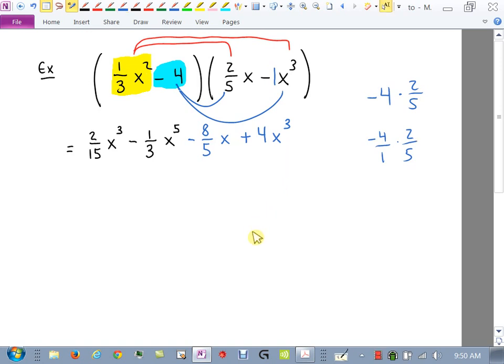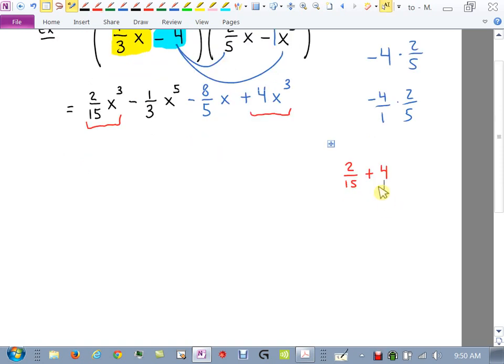Any questions? Are we done? No. Why? I have 2 like terms here, don't I? They both have x cubed. So how do we add like terms together? Add the numbers in front. So I need to take 2/15, and I need to add to it 4. Well, how do you add 2 numbers like this? Common denominator. So I'm going to rewrite 2 over 15 plus 4 over 1.